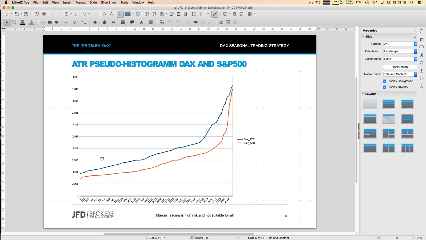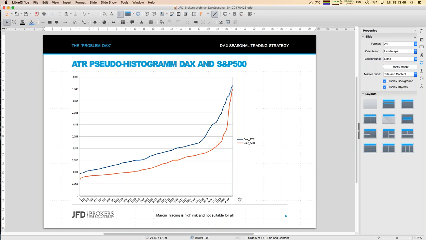It's easier to do in Excel. Histograms are not that complicated, but let me try to explain what I have done here. You see in the blue line the DAX ATR values for the last 16 years, but not in the sequence of the date like the DAX we have seen in the chart. Now, in an increasing order of the values.